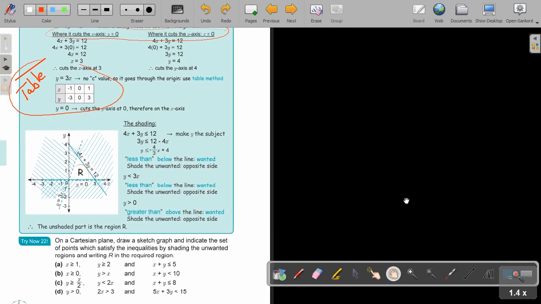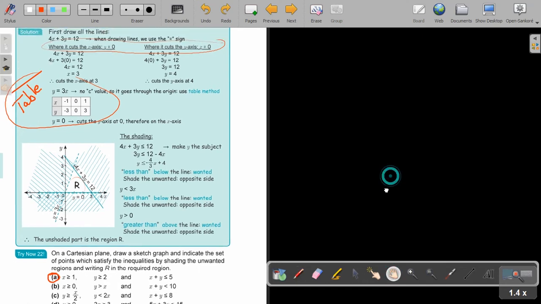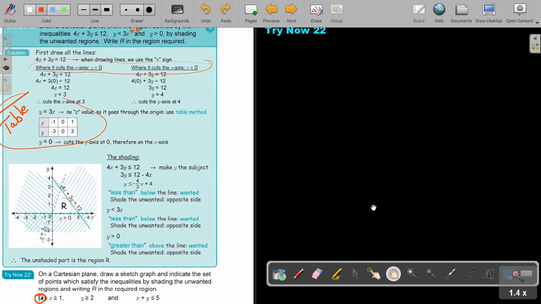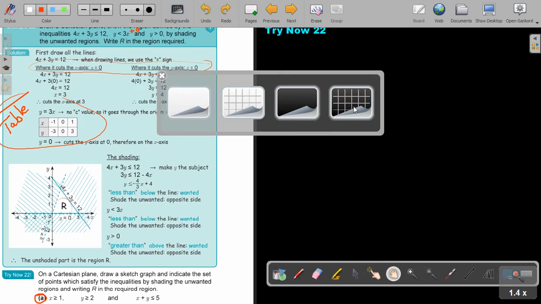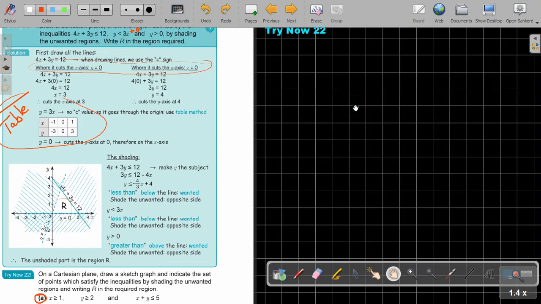Okay, in this case, I'm just going to give you one, because there are 3 lines to test. So stop the video, do Try Now 22, and just do number A. And again, I'm just going to start here, a little bit more to the top. Let's see if I can move it down a little bit. Yes. I'm going to create a grid. There is my grid. So in this case, let's start with the lines. The only one that's difficult is this one, but I want to tell you about it.